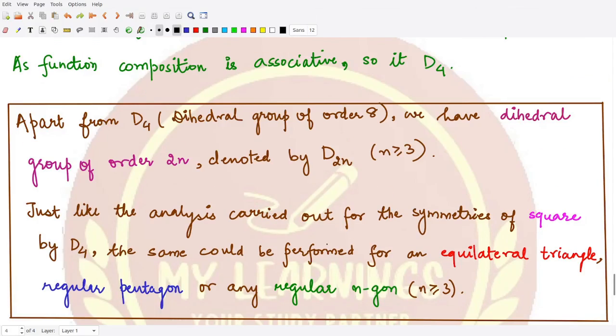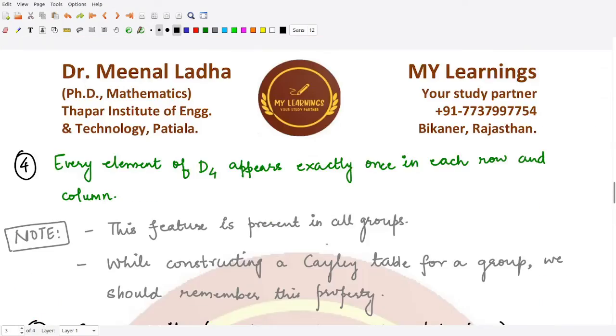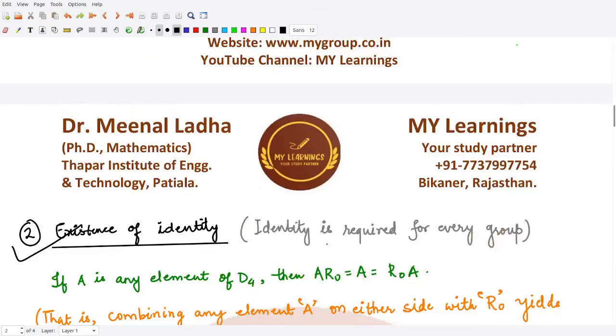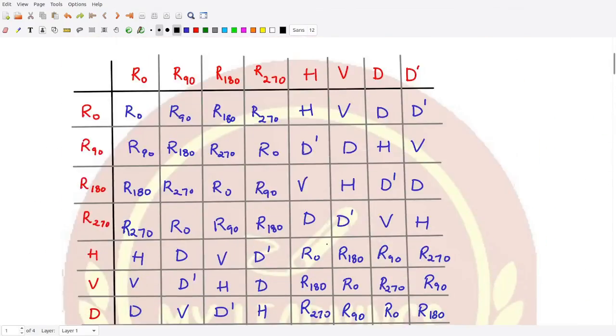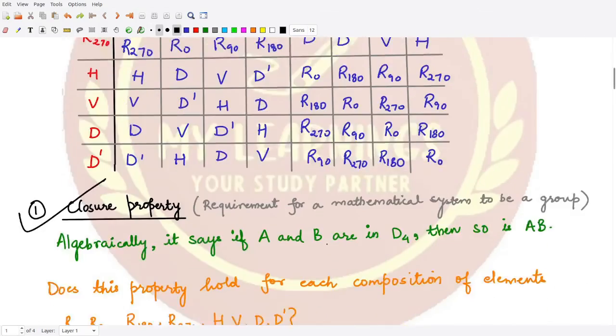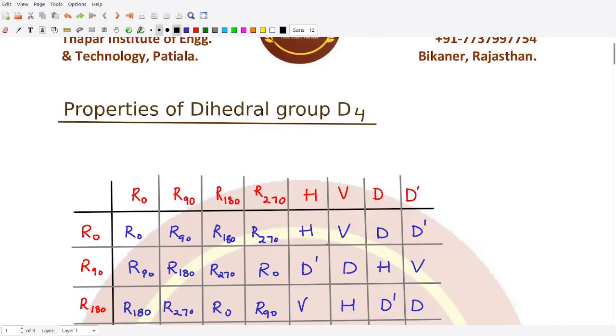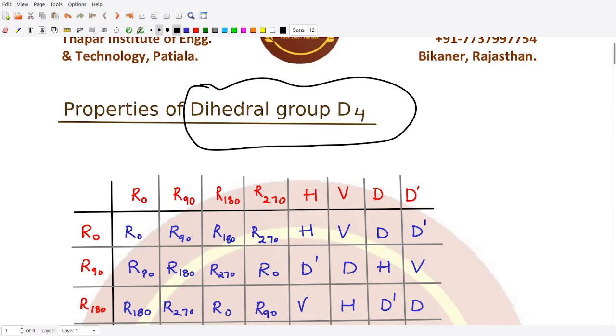So I hope you got a pretty nice idea about what a group is. We'll be talking about a more formal definition of groups later on. Moreover, we saw a detailed example of this dihedral group in order to understand what groups are. So I hope you understood this concept.